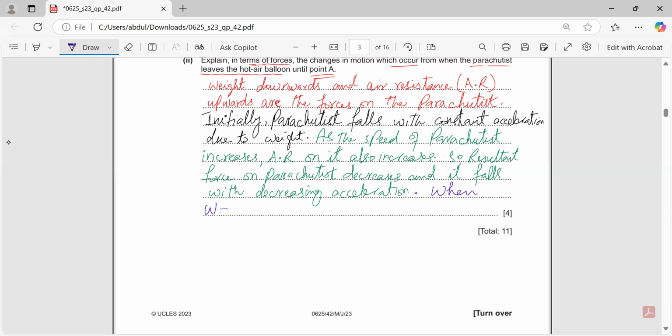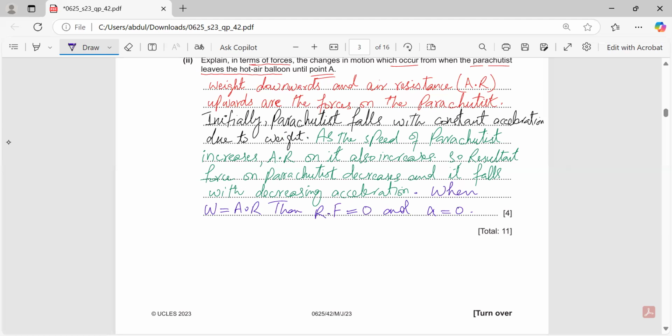weight W is equal to air resistance, then resultant force RF is equal to 0, and the acceleration of the parachutist is also 0. So in this way you can score 4 marks, and I have used 3 different colors to explain each and every mark. If there is any question or doubt in your mind, please feel free. You can ask me now.